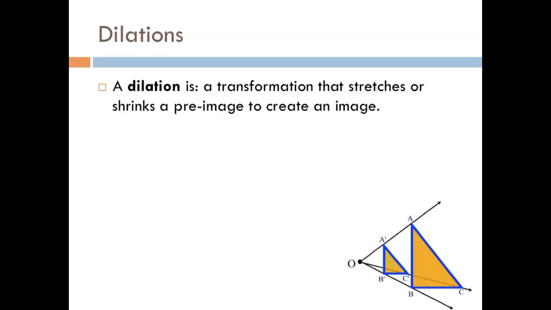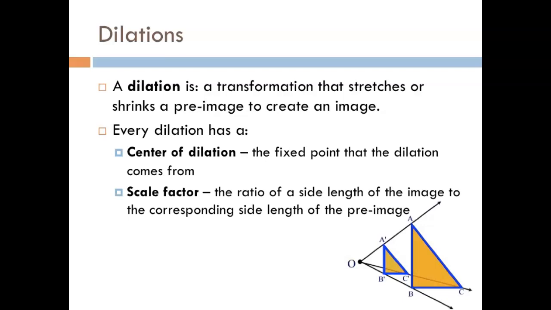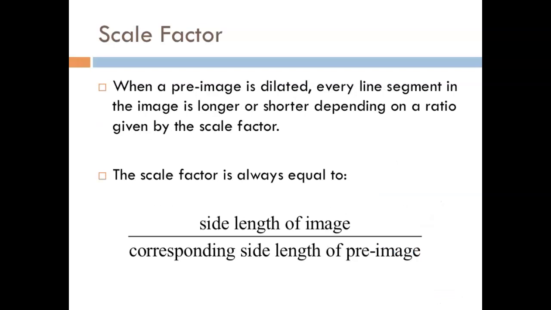Now every dilation has a center of dilation, which is the fixed point that the dilation comes from, and a scale factor, which is the ratio of a side length of the image to the corresponding side length of the preimage. Now, when a preimage is dilated, every line segment in the image is either longer or shorter, depending on a ratio given by the scale factor.